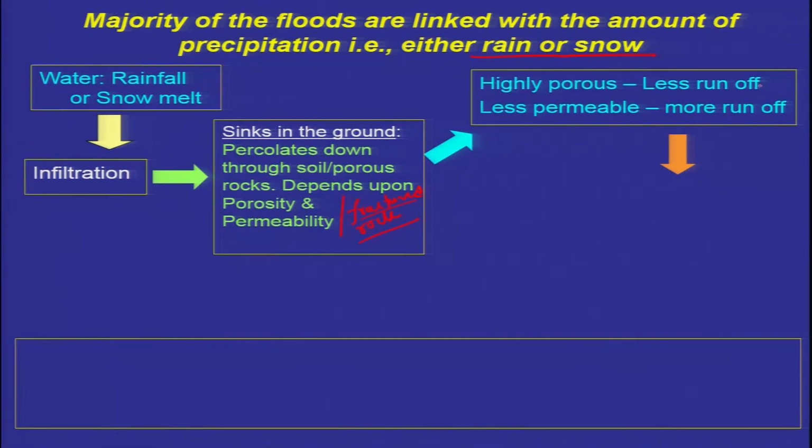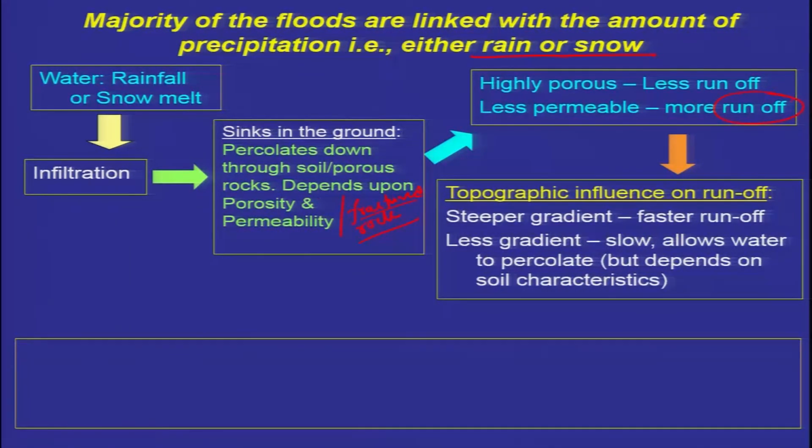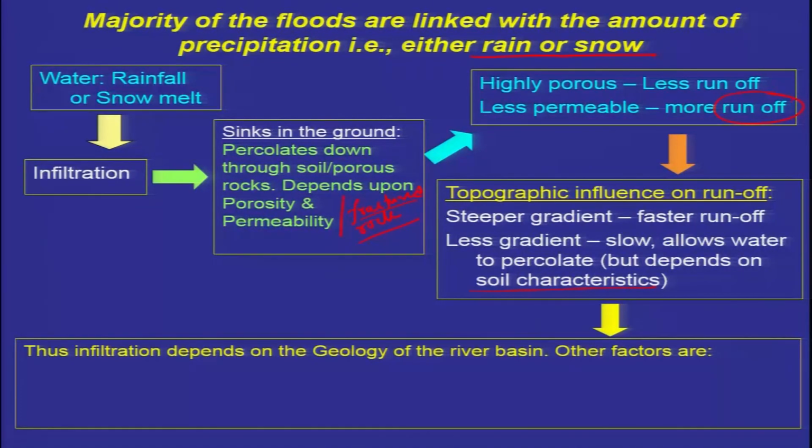And as we are talking about that, runoff is going to play an important role, and this will be controlled by the type of material which we have. Other than that, we have topographic influence on runoff. If you are having steeper gradient, faster runoff, less gradient, slower, it allows the water to percolate, but again depends on the material characteristics. Thus, the infiltration depends on the geology of the river basin.